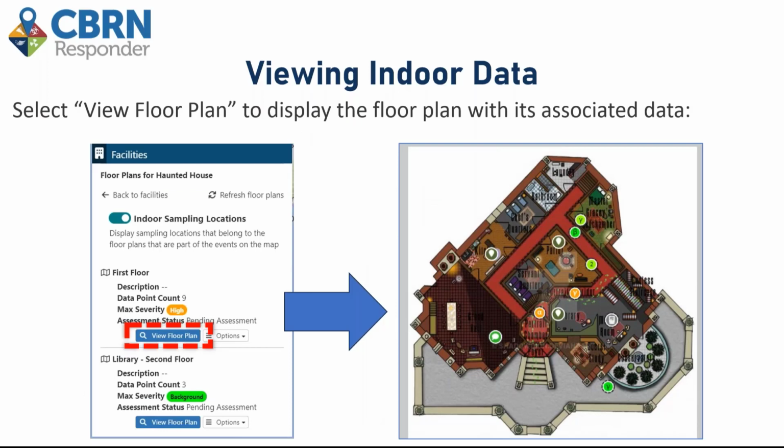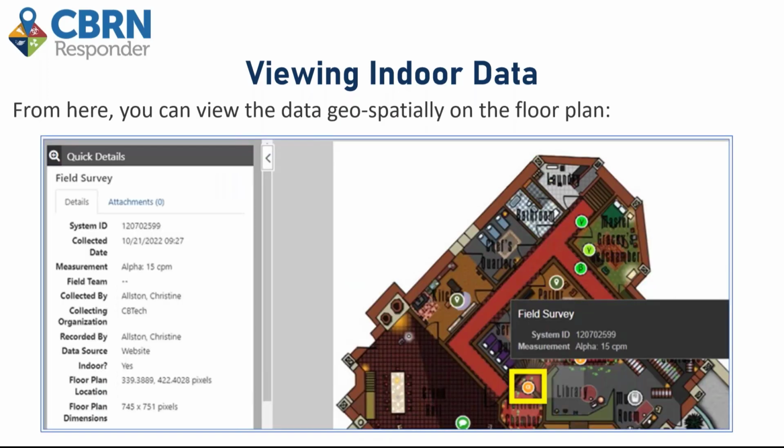You're going to see all of your floor plans with a brief description, how many data points are on that floor plan, the max severity, and the assessment status, as well as various options and the button to view the floor plan. Once I select View Floor Plan, I am then presented with my floor plan and all associated data. From here, you can view the data geospatially on the floor plan, very similarly to how the regular event map works. You can click on any data point to get some quick details or some more information on the left-hand side.